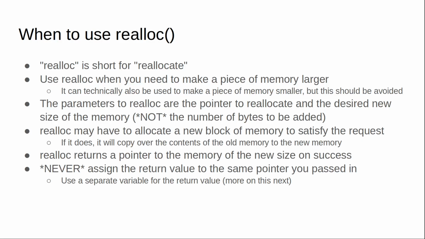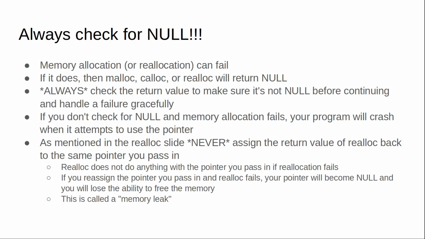Realloc returns a pointer to the memory of the new size that you requested. And that may or may not be the original pointer that you passed in. Never assign the return value to the same value you passed in. Use a separate value for this and then check. We'll get into the reasons for this in a second, but just bear in mind, never ever assign the value that's returned from realloc back to the pointer that you passed in. It will cause problems.